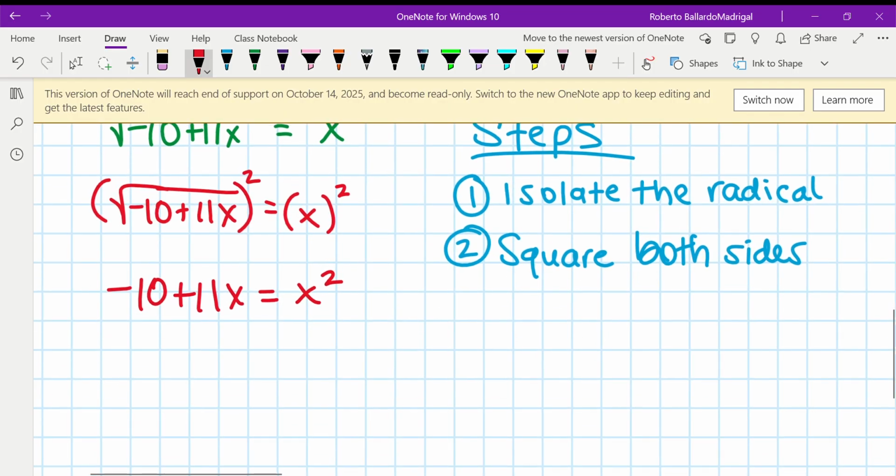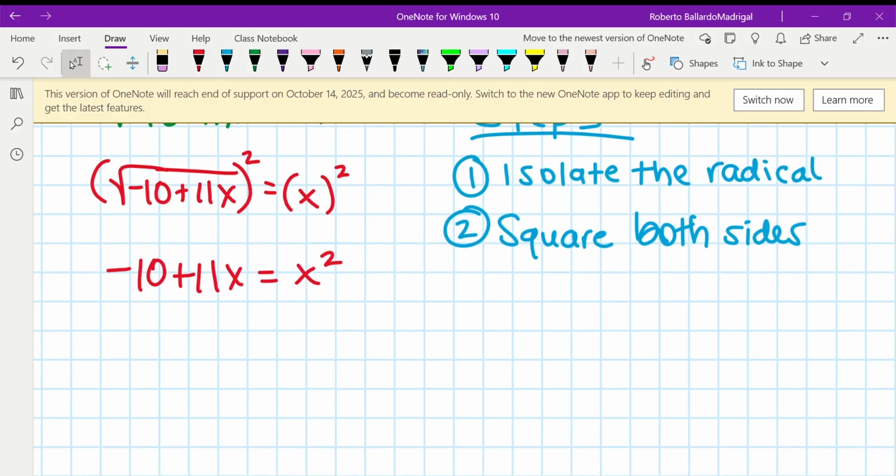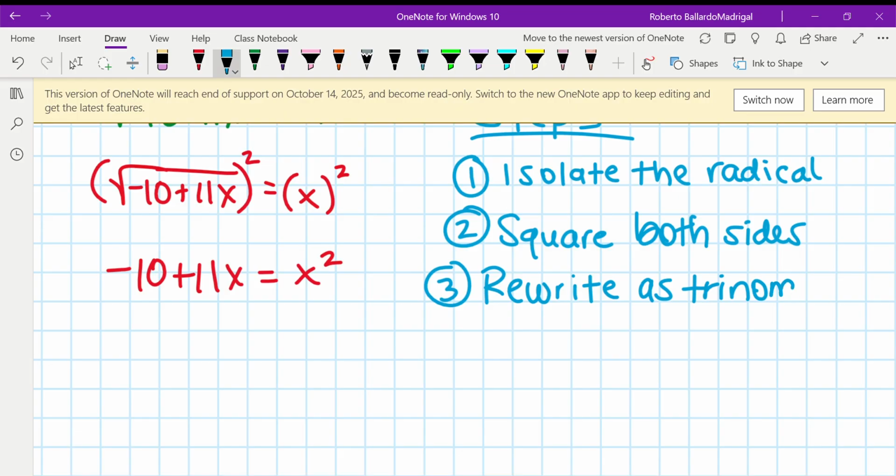All right. So far we've done step 1, step 2. Let's go ahead and do step 3. Step 3 is to rewrite as a trinomial. So once again, step 3 is to rewrite as a trinomial. What does that mean? Basically it means rewrite as an equation with 3 terms.